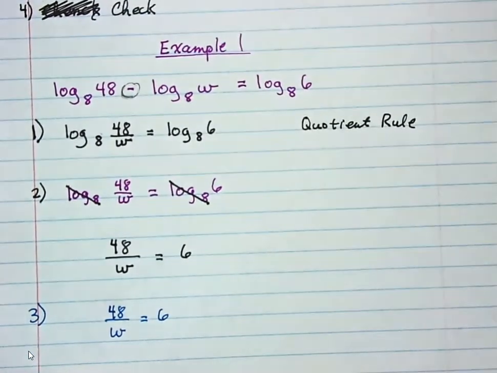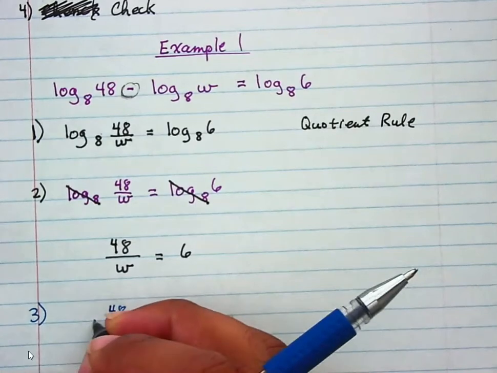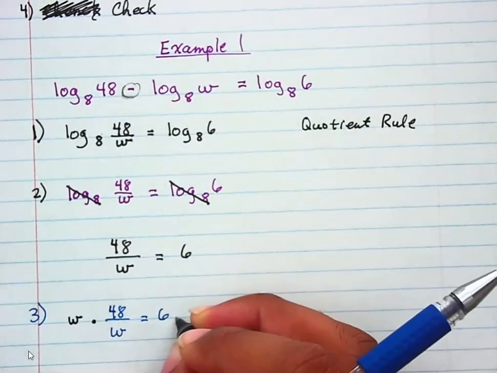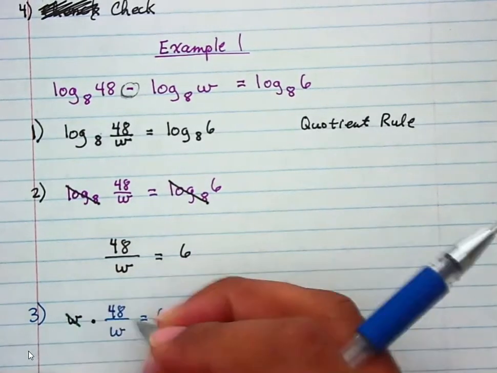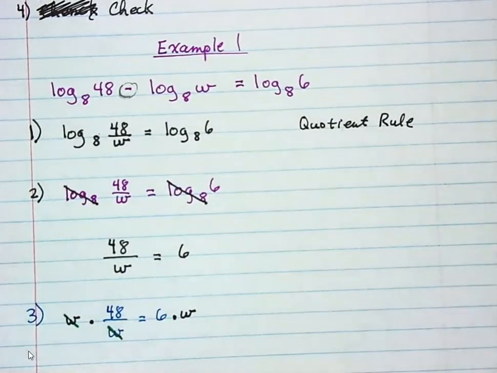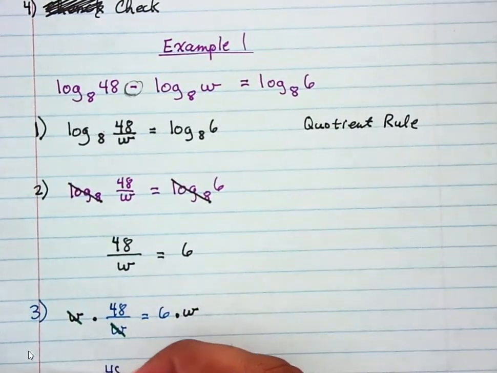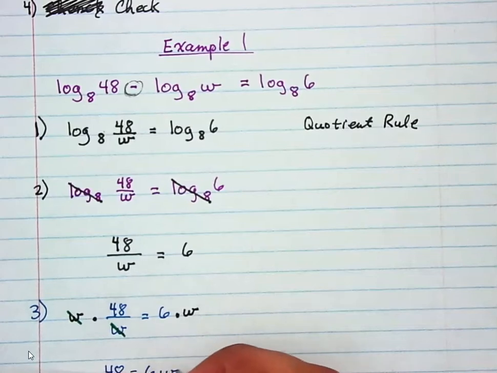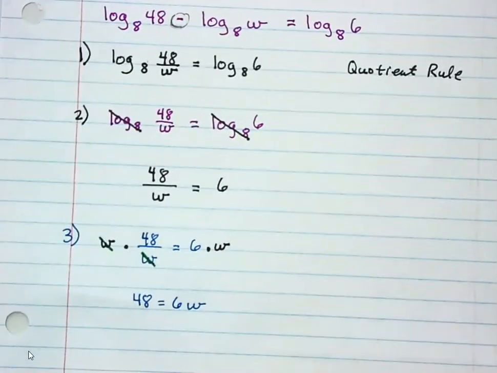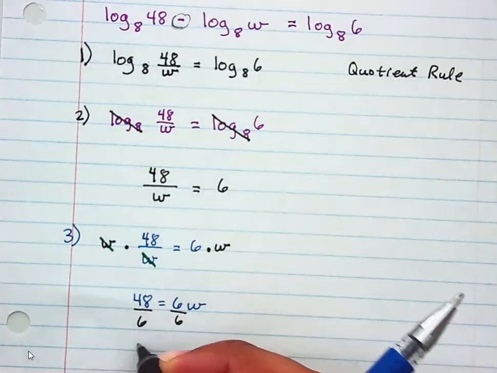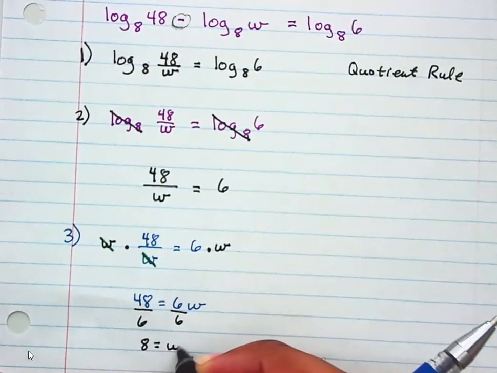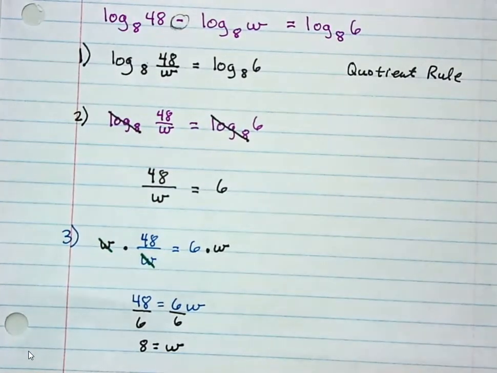We're going to multiply both sides by W. And that way we can get the W's to cancel out. So here, if we multiply both sides by W, the W's cancel out on the left side. We're left with 48 equals 6W. And then we just solve for W by dividing both sides by 6. We get 8 equals W. All right, so that was one way.